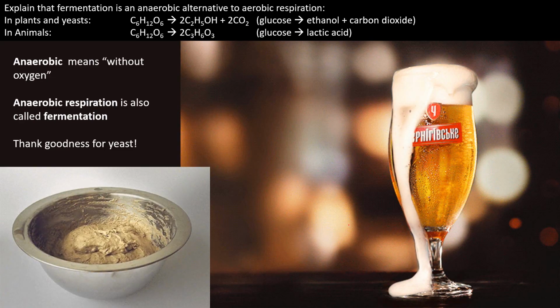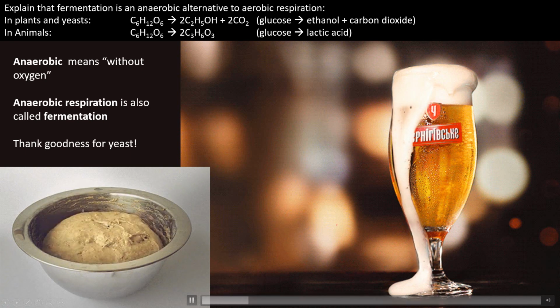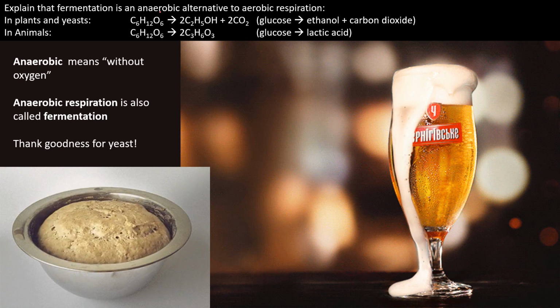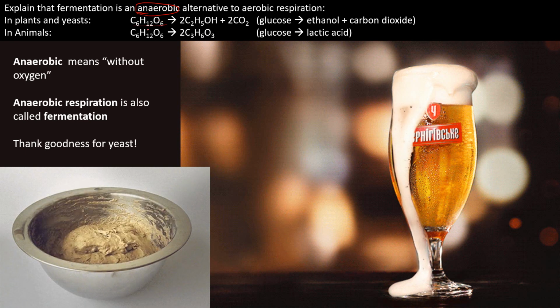Now, not all organisms can do that, and not all organisms can do it all the time. So sometimes we have to do some anaerobic respiration. Anaerobic means without oxygen. That's what the an bit means there. So no oxygen involved. And you can see these two reactions here. No oxygen, just the glucose.